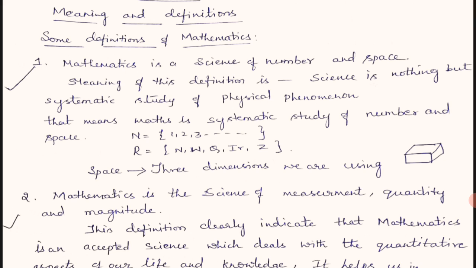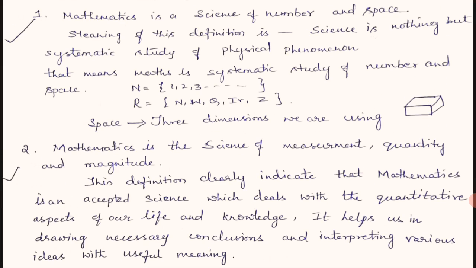Earlier, in the beginning stage, mathematics was the science of number and space. Later, when it changed, it was added that mathematics is the science of measurement, quantity and magnitude. This is a much more upgraded version of the definition. It clearly indicates that mathematics is an accepted science which deals with the quantitative aspects of our life and knowledge. Measurement is nothing but the quantitative aspects of our life: how we use time, counting numbers, counting things and objects, and measuring things and objects, all those things, and knowledge.